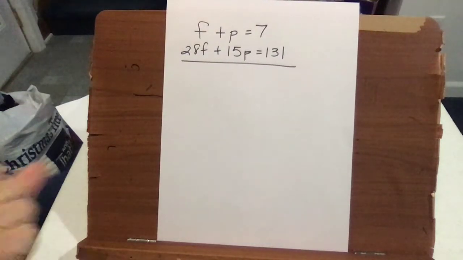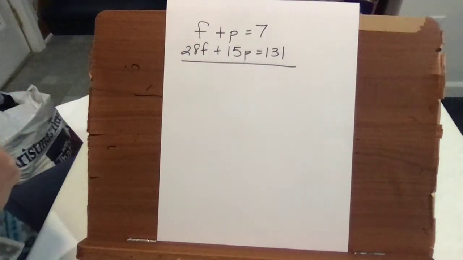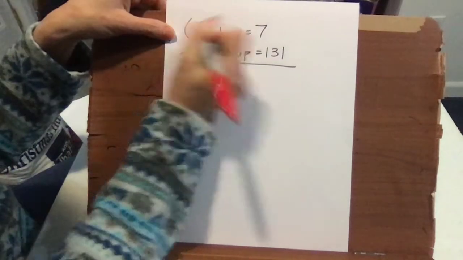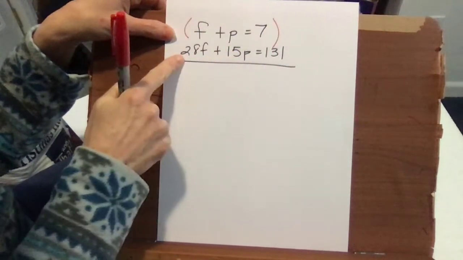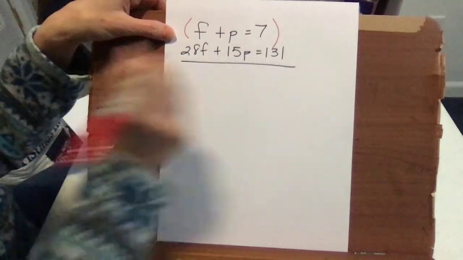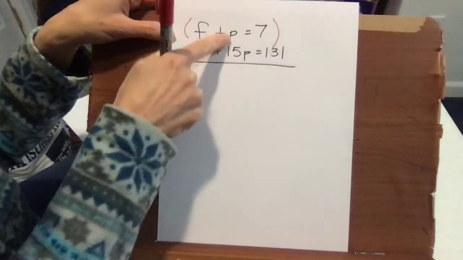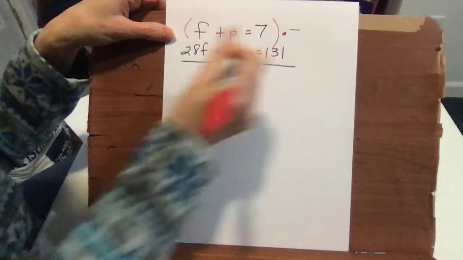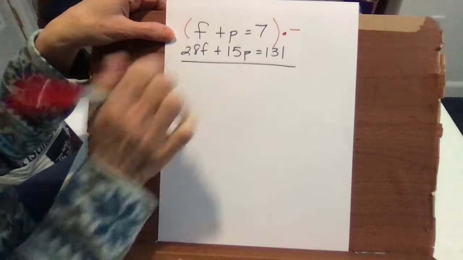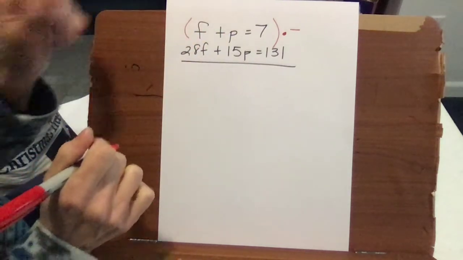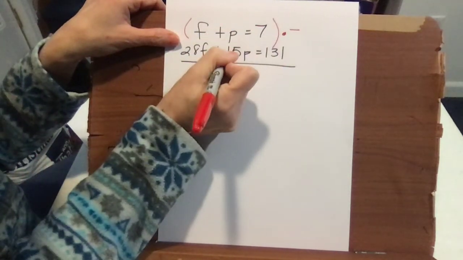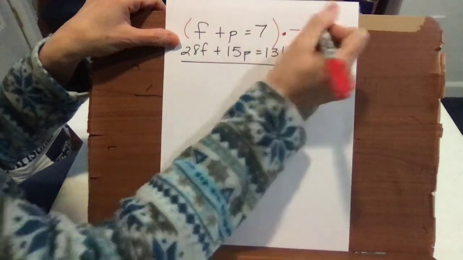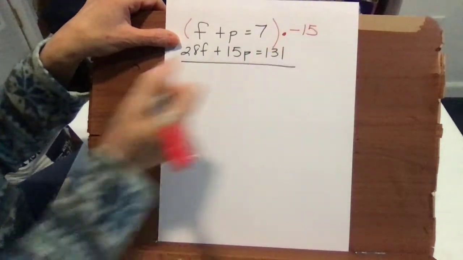All right, so now you have to decide if you want to eliminate F or P. I'm going to choose to eliminate P in this equation because it's a lower number. Okay, 15 is lower than 28. Now I need the coefficients in front of P to be opposite signs. Right now they're the same, so I'm going to have to multiply by a negative so I can force this to be an opposite of a positive. But I also want the coefficients to be opposite coefficients, so I have to multiply by negative 15.